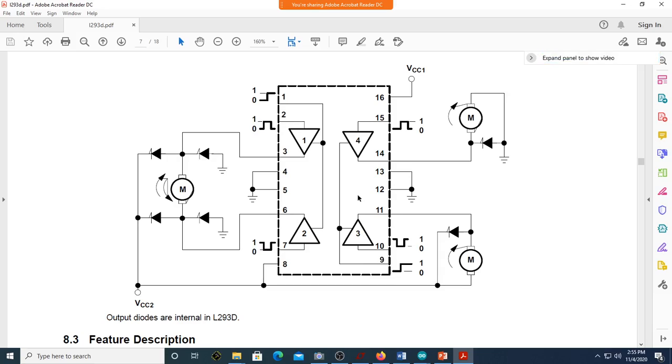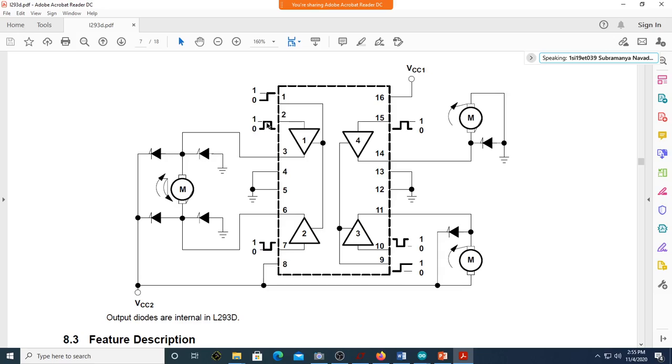Enable for 3 and 4. You should enable all of them for the entire period of your experiment. So that's why it is made 0 and then 1. Whereas this can be made either 0 or 1 depending on whether you want to run the motor or not to run the motor.